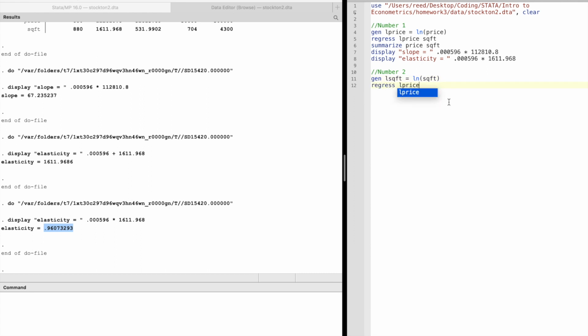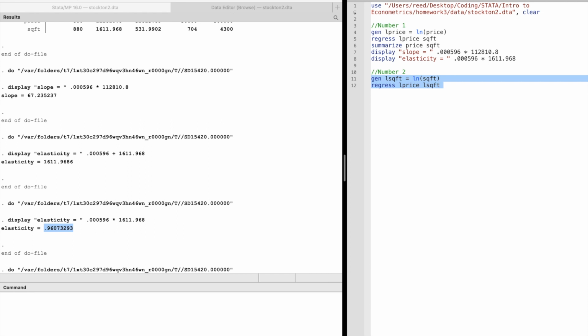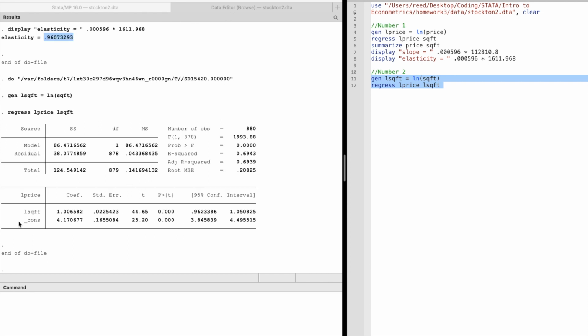Regress price on square feet. So we've got to run both of these. Have a variable in there, and then when we regress it, we get 1.0065. Okay, so the thing about the log-log model is it gives you the elasticity directly. So here we're going to say that according to this log-log model, a 1% increase in square footage leads to a 1.006% increase in price.